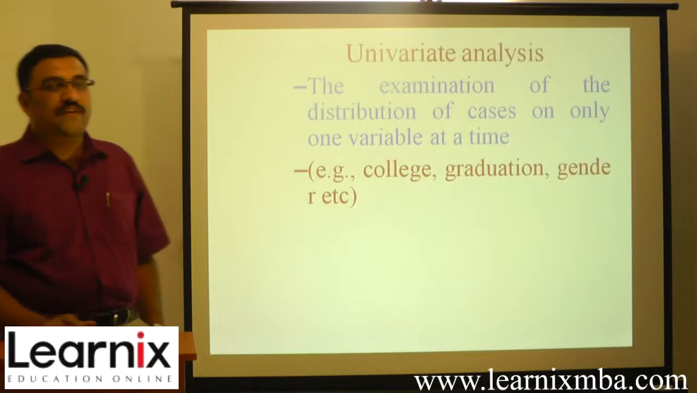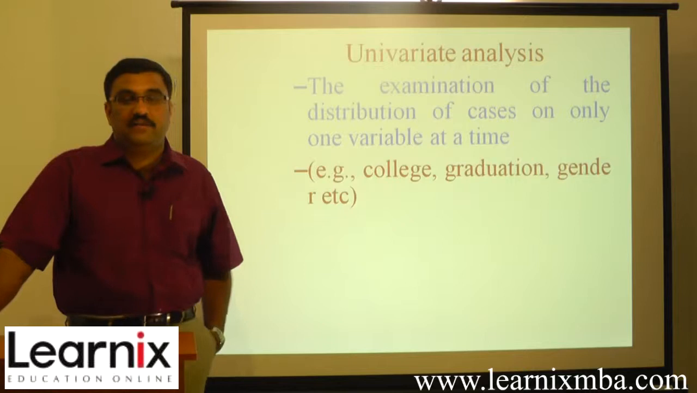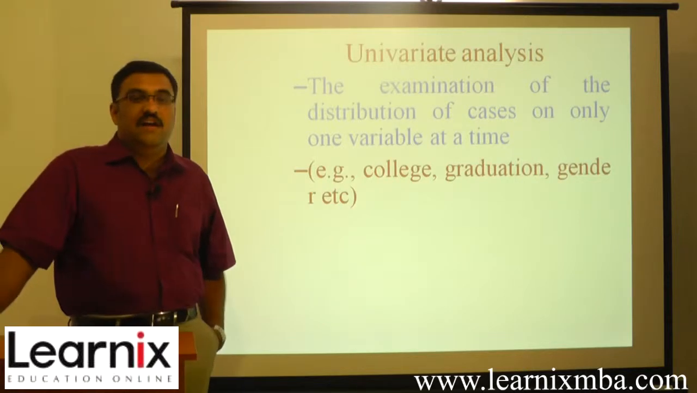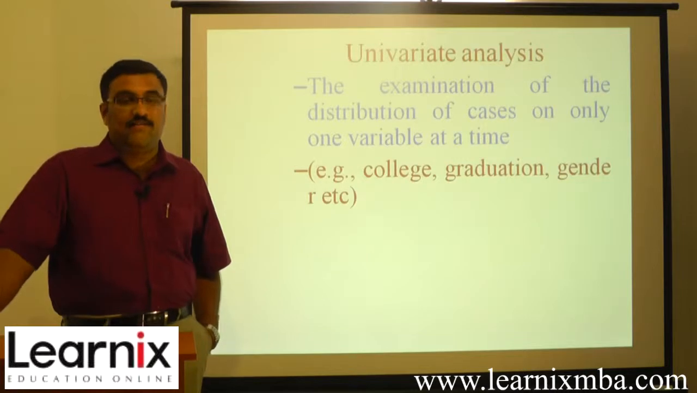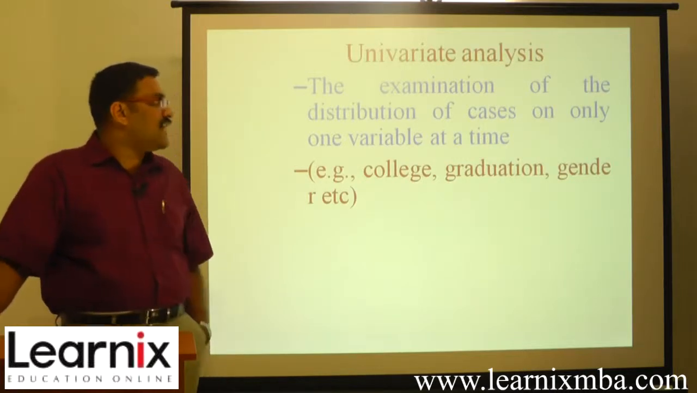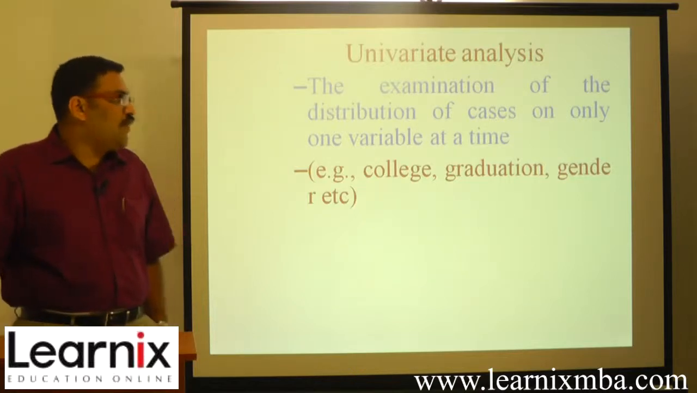So the different types of analysis available for you: one is univariate analysis, the next one is bivariate analysis, and the last one, the more complicated one, is called multivariate analysis. So univariate analysis is the examination of the distribution of cases on only one variable at a time.